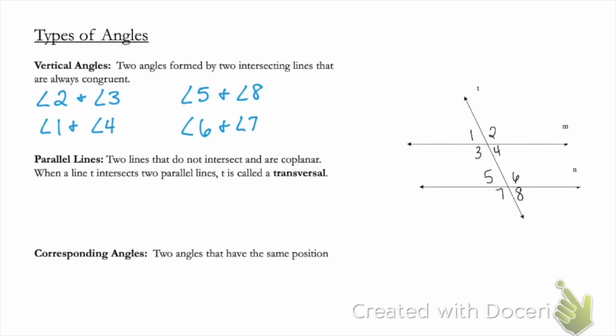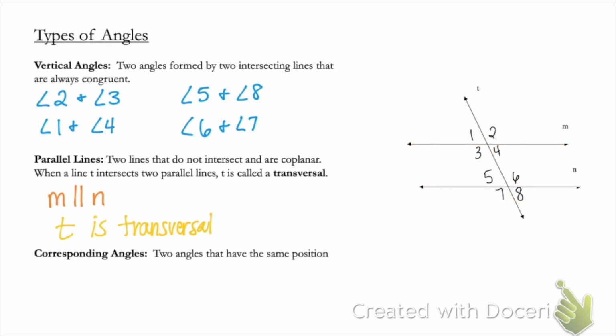When a line T intersects those two parallel lines, it's called the transversal. So in our picture over here, lines M and N are parallel. The way that we write that is M parallel to N, with those little parallel lines. And T is our transversal, because it's the line that intersects both M and N. I don't know of any shorthand way to show transversal, so we just have to write that word out. By the way, you should be copying everything down on your notes that I'm writing on the screen.